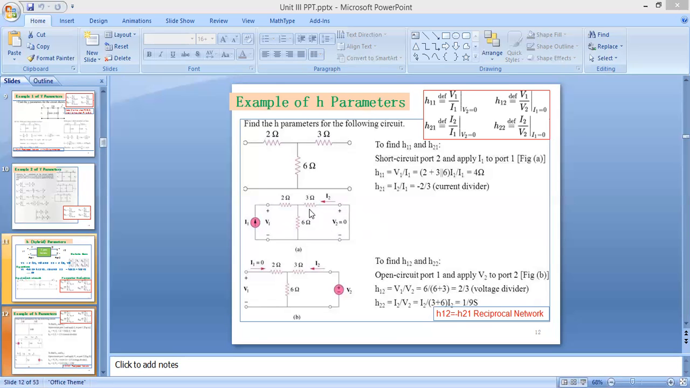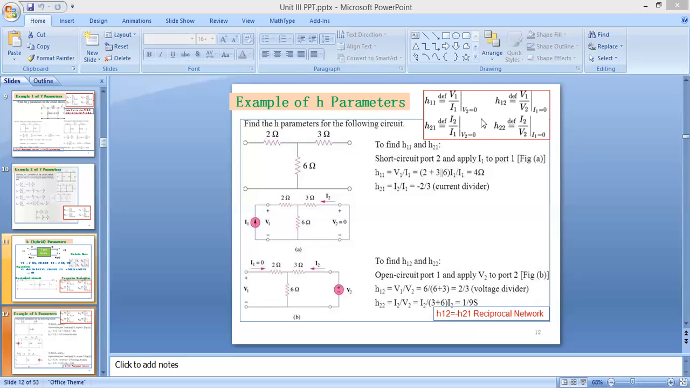You can see 3 and 6 are in parallel because this is the node. More than 2 elements are connected. These are parallel and these are in series with 2 ohm. If you calculate, you will get the value here as 4 ohm. H11 का value क्या मिल रहा है? You will get 4 ohm.